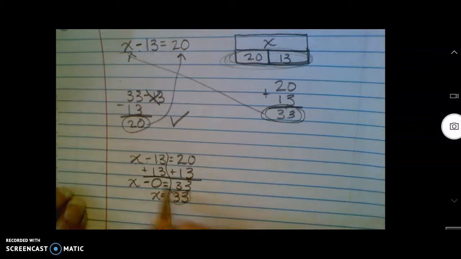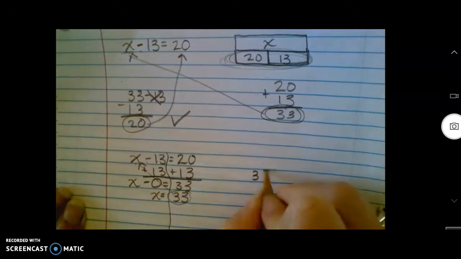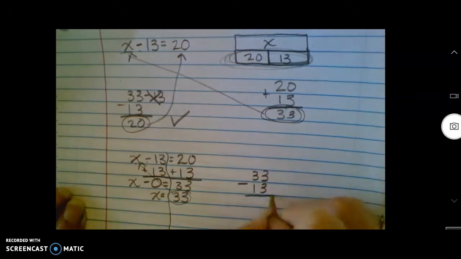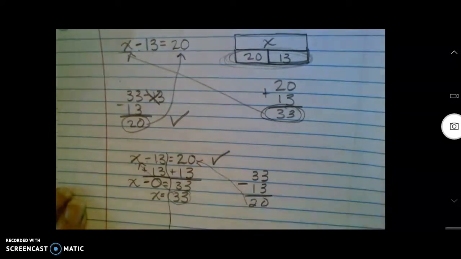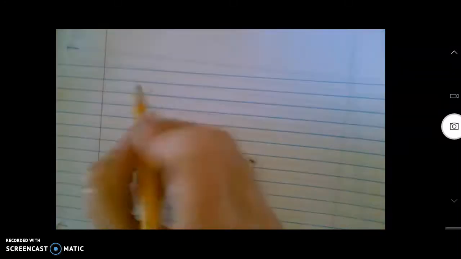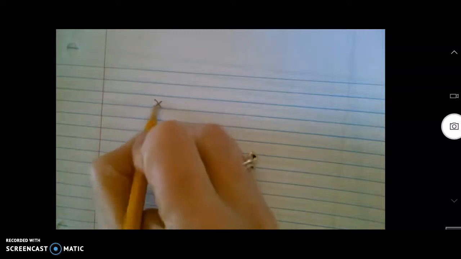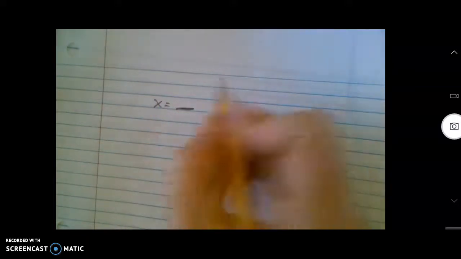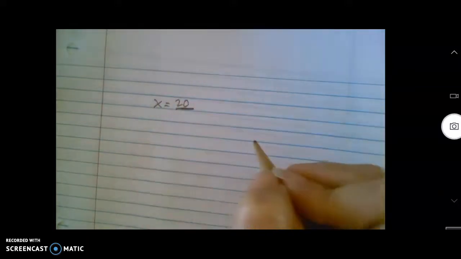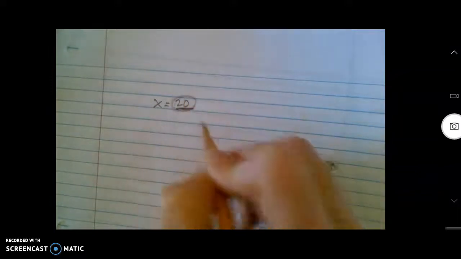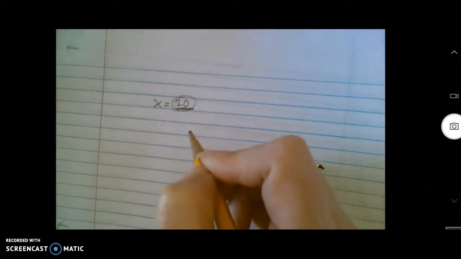Again, I would check these algebraically. 33 minus 13, 20. Check. All right, it is your turn to do these. I'm trusting you to do the tape diagram on your sheet of paper and to type in the answer correctly. So when you go to type in the answer, I'm going to have something like x equals, and then there's going to be a blank. You just type in whatever x equals.